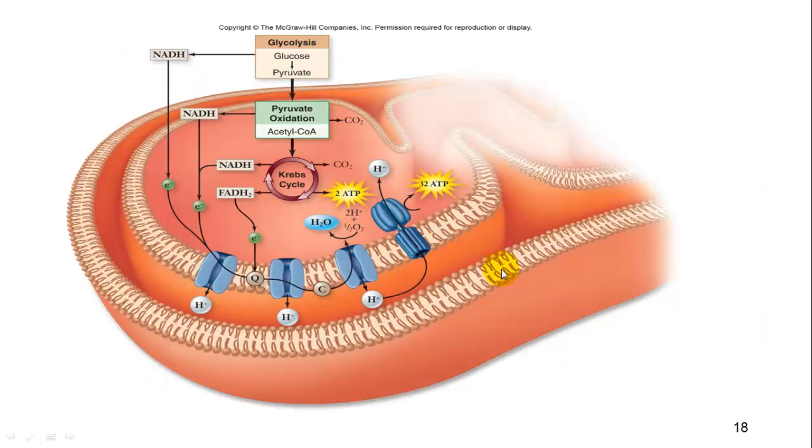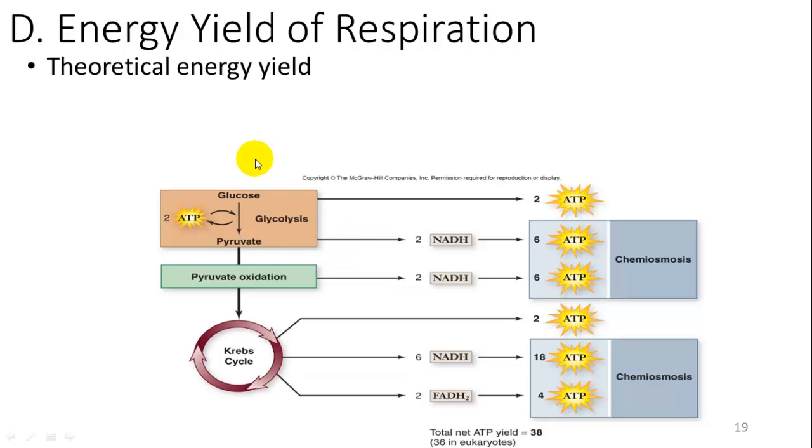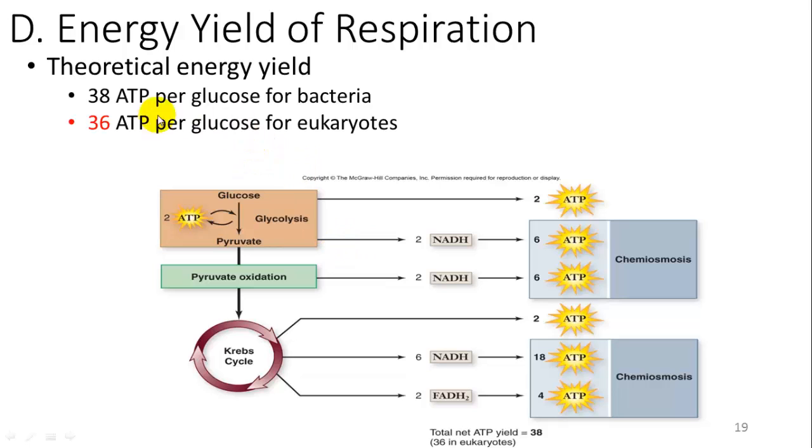Alright, so you put this all together. You have glycolysis, pyruvate oxidation, the Krebs cycle, and the electron transport chain with chemiosmosis, and there you have the process of cellular respiration. The end acceptor on the electron transport chain is oxygen, which is converted into water. So theoretically, you could get 38 ATP for each glucose molecule in bacteria, and 36 for each in eukaryotes.